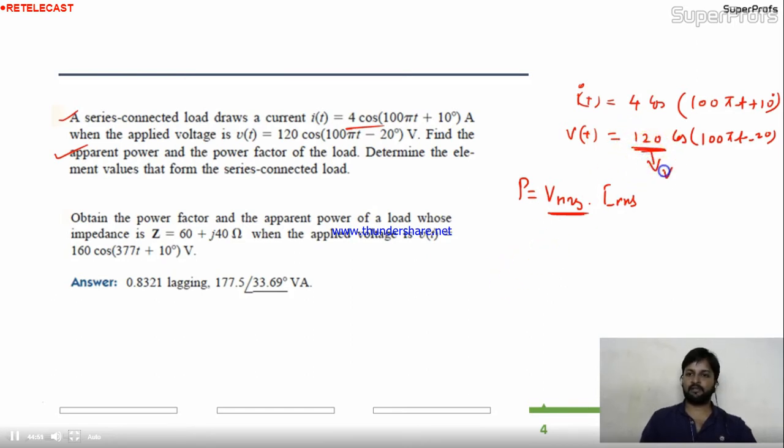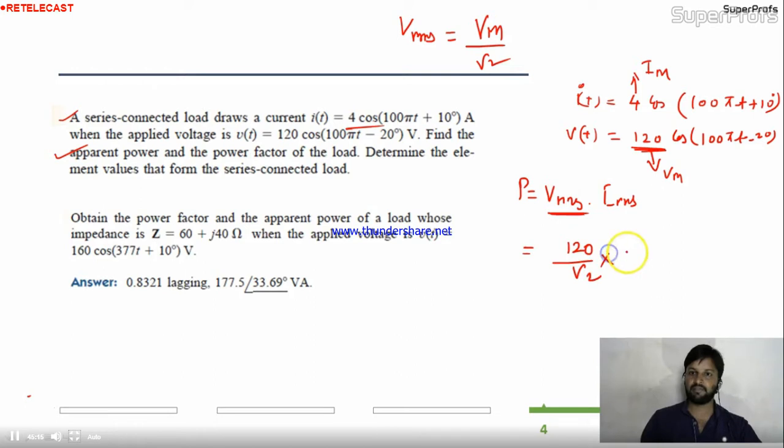This is the max value given over here, Vm, and this is Im, the max value. And you know the formula. If you want to calculate apparent power, it is Vrms into Irms. Here Vrms is nothing but Vm by root 2. So here Vrms is nothing but 120 by root 2. Irms is nothing but 4 by root 2. So this is 120 into 4 divided by 2. So this is 240 volt ampere, right? This is the apparent power.